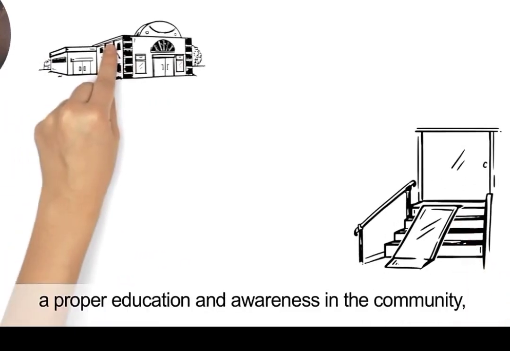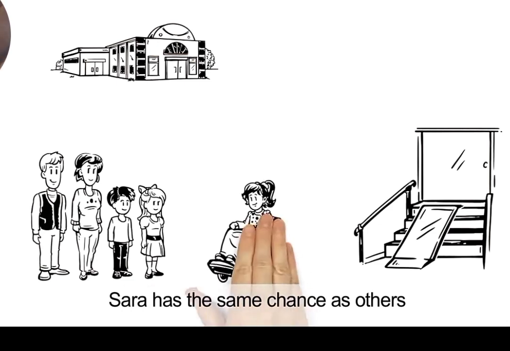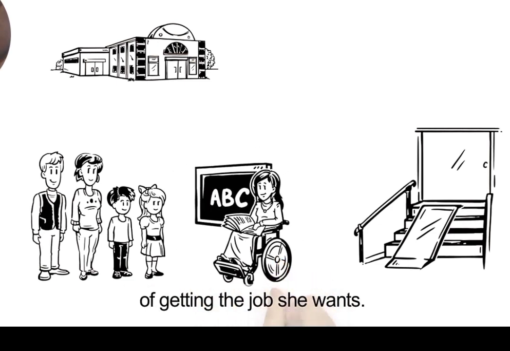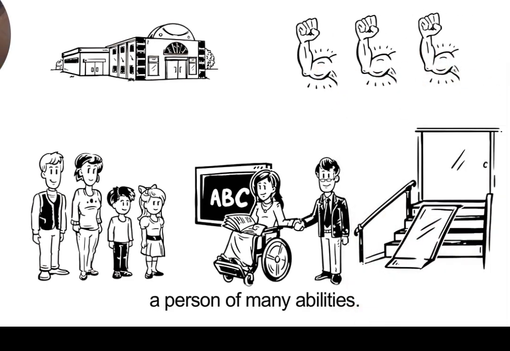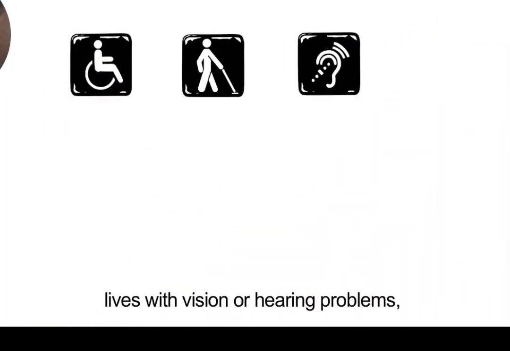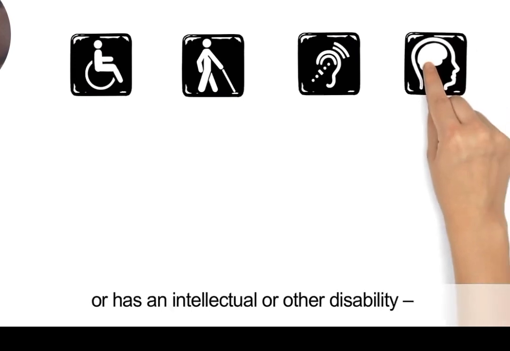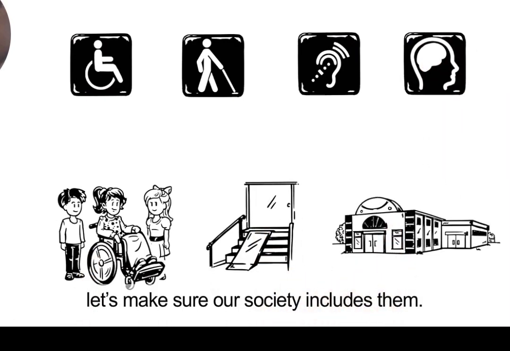With fewer barriers, a proper education and awareness in the community, Sarah has the same chance as others of getting the job she wants. Instead of depending on others, she is appreciated for who she really is, a person of many abilities. Whether someone uses a wheelchair, lives with vision or hearing problems, or has an intellectual or other disability, let's make sure our society includes them.